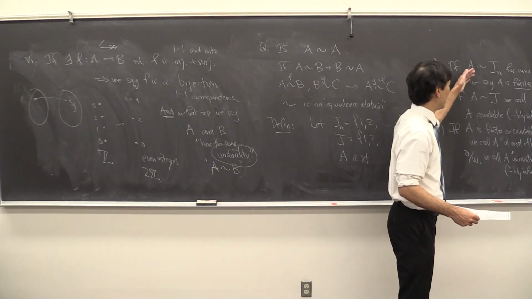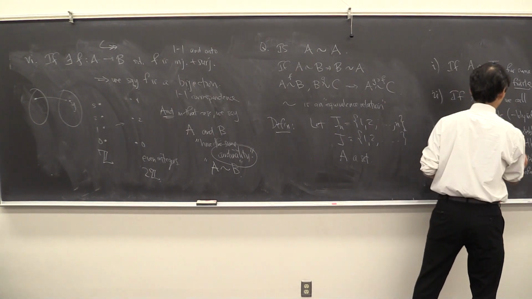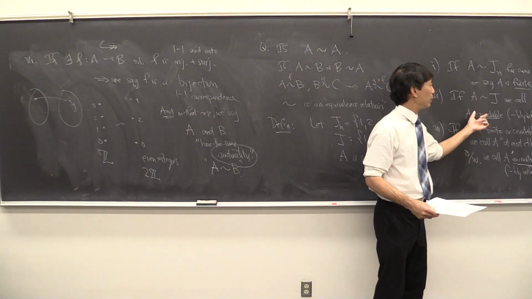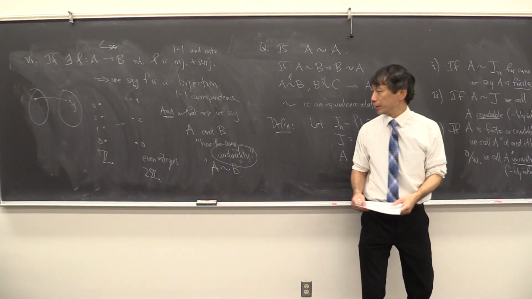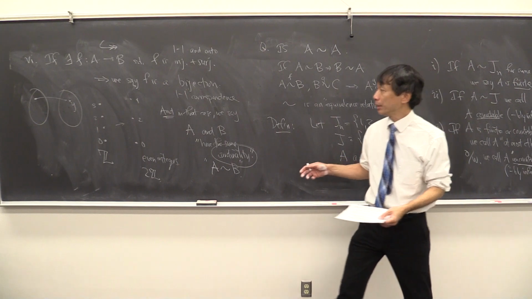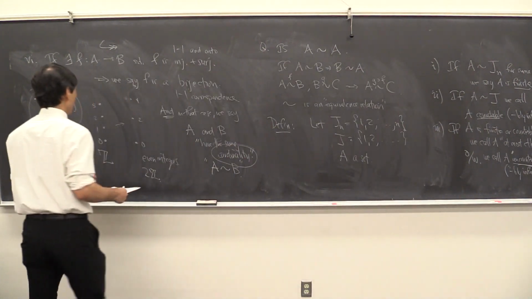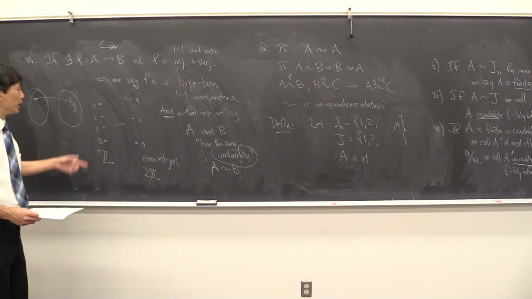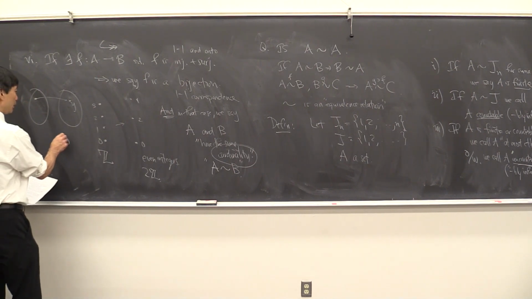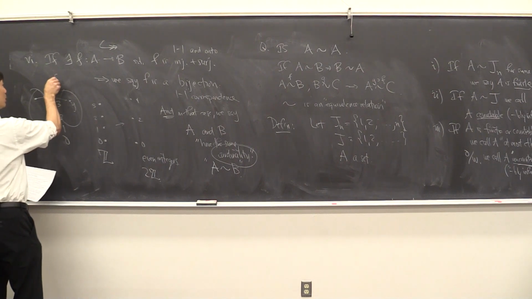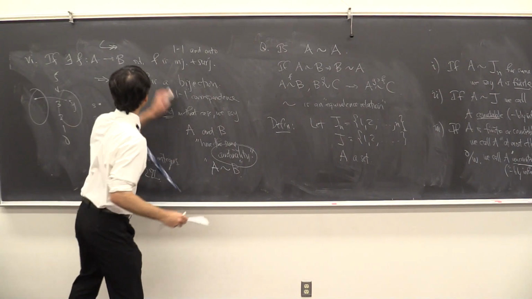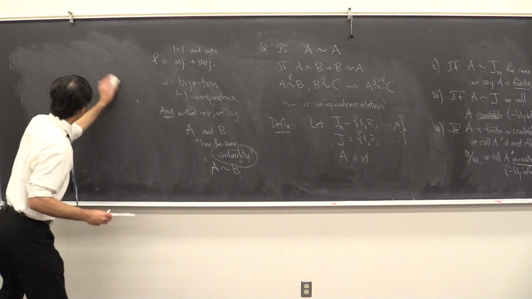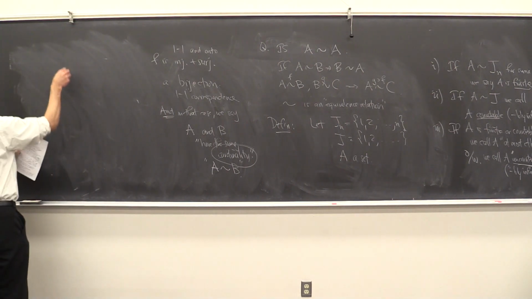So finite, countable, and uncountable. Finite is pretty clear. Countable means that you're equivalent to the natural numbers. Like we could make the integers countable. I could say here are the natural numbers, and I've got the integers here.